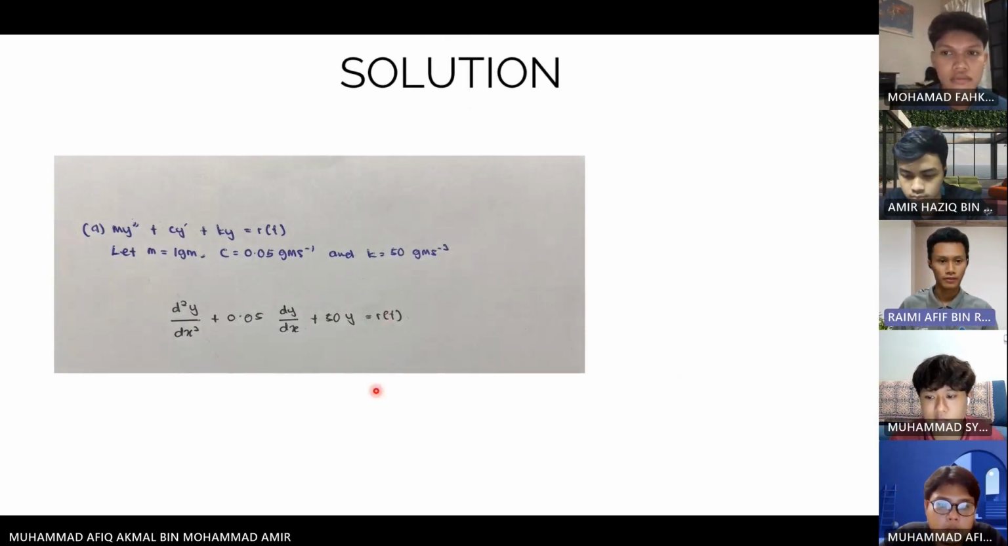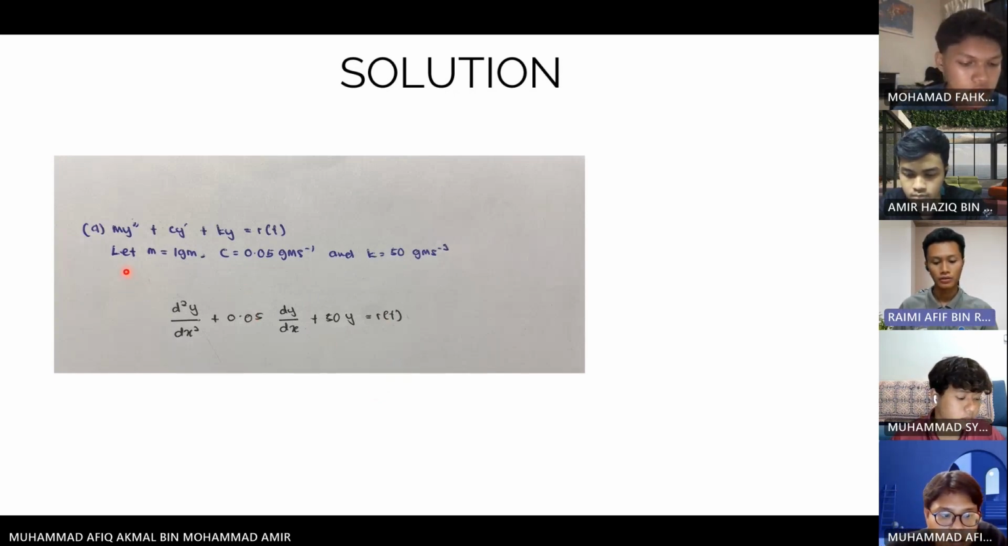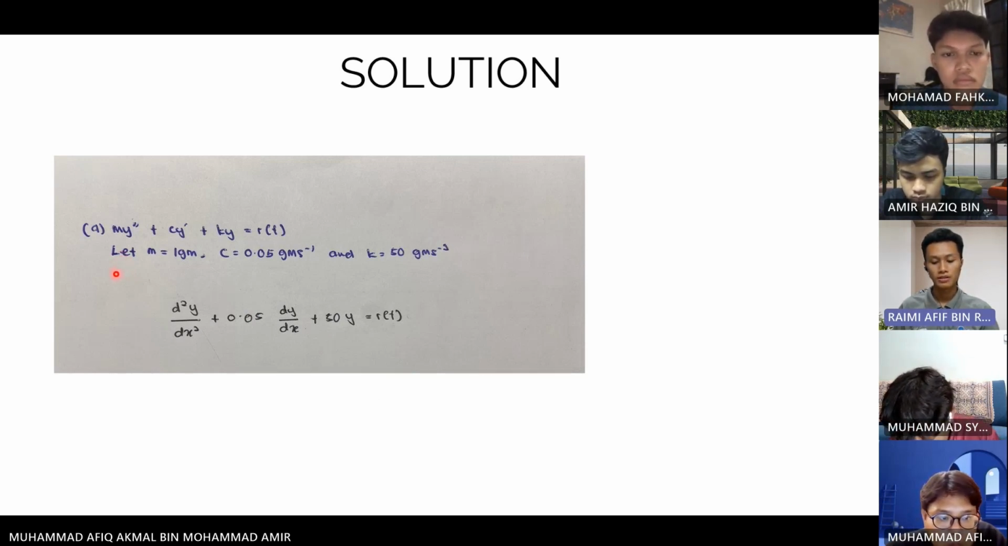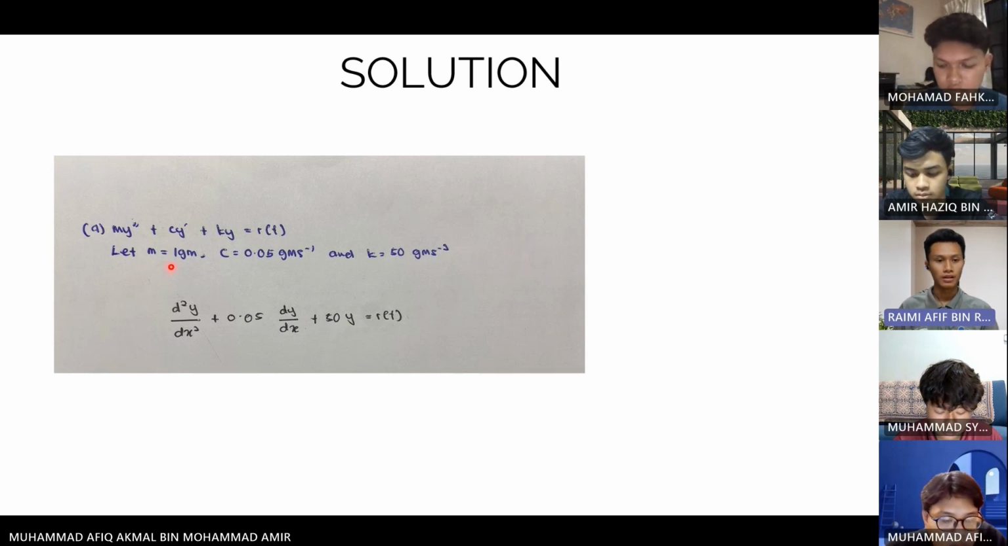I want to start with question 2A. For the first step, we know that this is a question about the ODE equation, and we must follow the equation. We follow the same variables to get the values, such as n, c, and k, and we get the final answer.